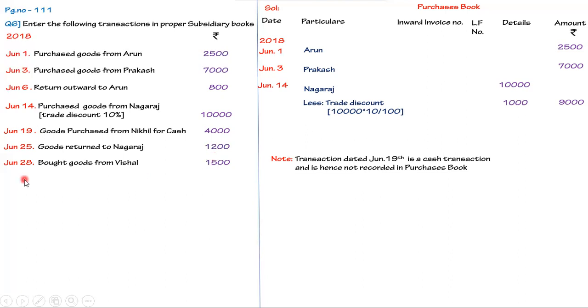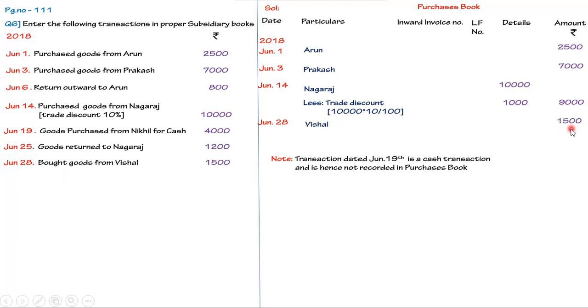So the last transaction for the problem is given on June 28, which is given as bought goods from Vishal 1500 rupees. So bought goods means purchased goods. So as it is a transaction of purchases, it will be posted in purchases book as June 28. Here the date will be taken as June 28. In particulars column we will be writing the name Vishal and in amount column we will be writing the amount of purchase which is 1500 rupees.